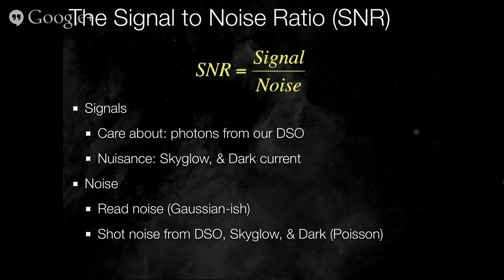All right, so I've been talking about signals, noise and signal to noise. What the heck actually are these things? Well, we have signals that we care about, and those are photons actually coming from our deep space object, our DSO. Those are the things being emitted by stars in the galaxy and this sort of thing. We also have signals that we don't actually care about, but it really is signal. And this is going to be a very important point to understand what is signal and what is noise. The glow coming from the sky, those are still photons.